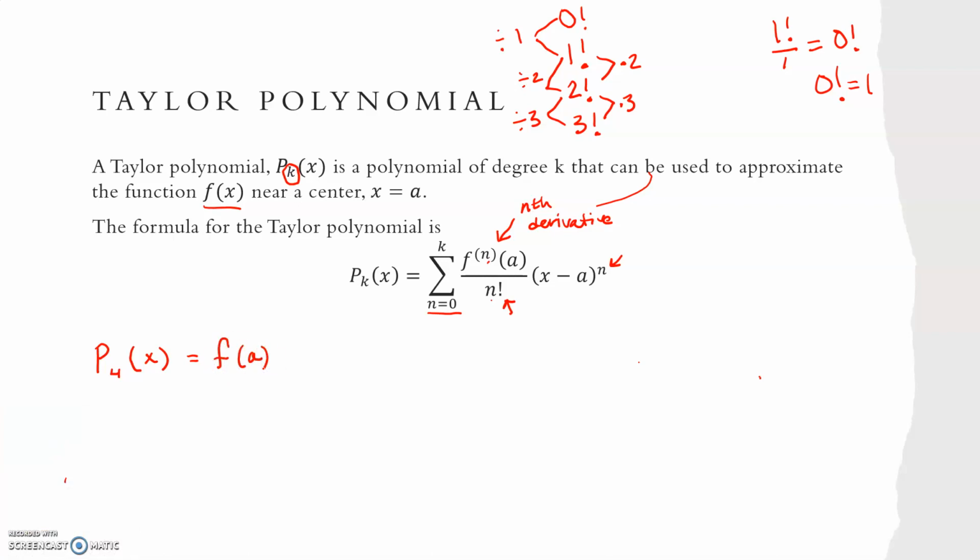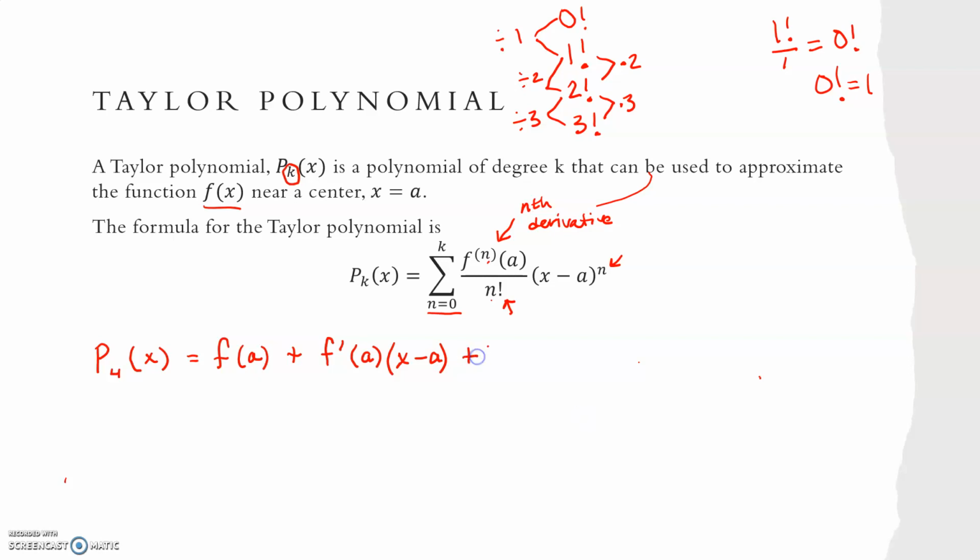That's my constant term. Remember, f of a is a number. We've plugged our number in, and we have a number value for f of a. Then because this is a sum, we're going to have plus, and then our next one would be the first derivative divided by 1 factorial, which would be 1. So we're going to have the first derivative, we're going to evaluate it at a. That's going to give us our coefficient. And then we do need to write x minus a, because that would be to the 1 power.